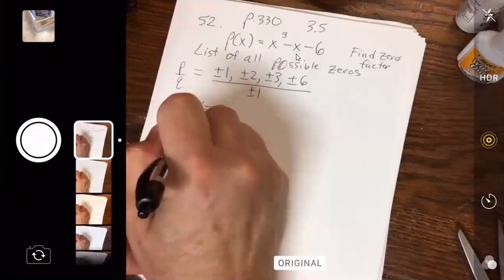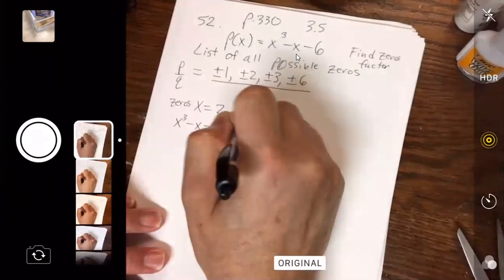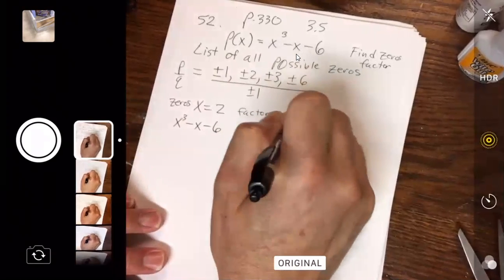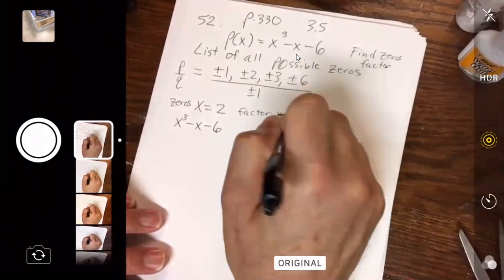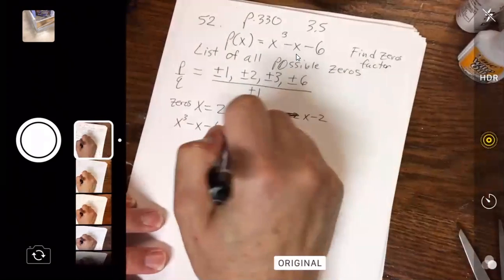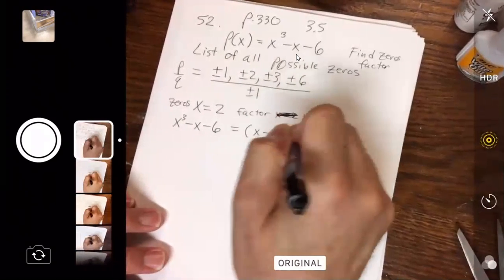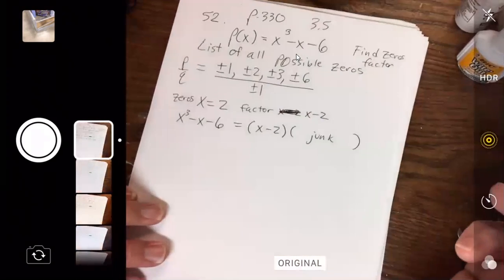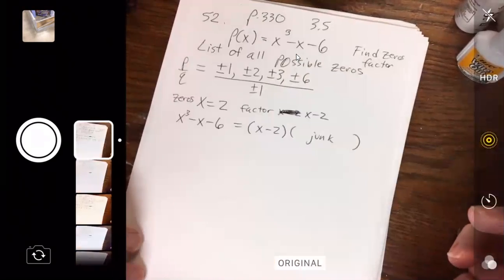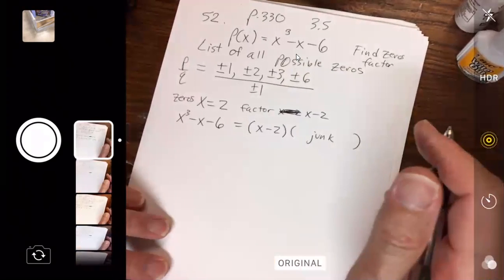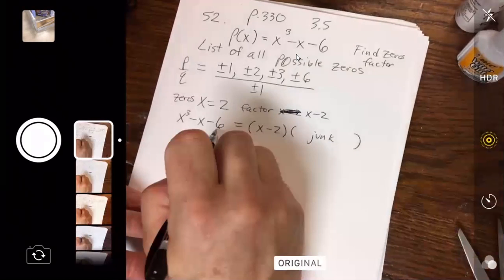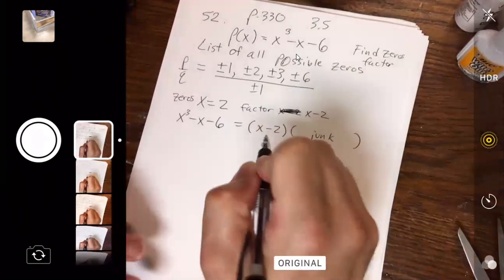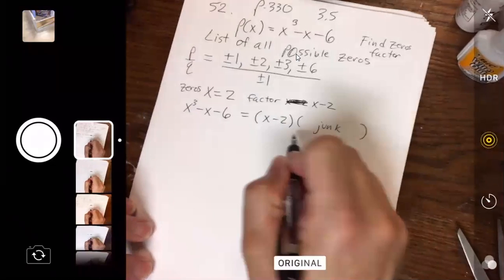Which means that for my x cubed minus x minus 6, the factor is going to be x minus 2. Which means I'll have a factor of x minus 2 times junk. Have we gotten this across? Yeah, totally. 2 gives you 0 out of this, and 2 minus 2 gives you 0 on this side. Perfect. Have we gotten across how to find the junk?